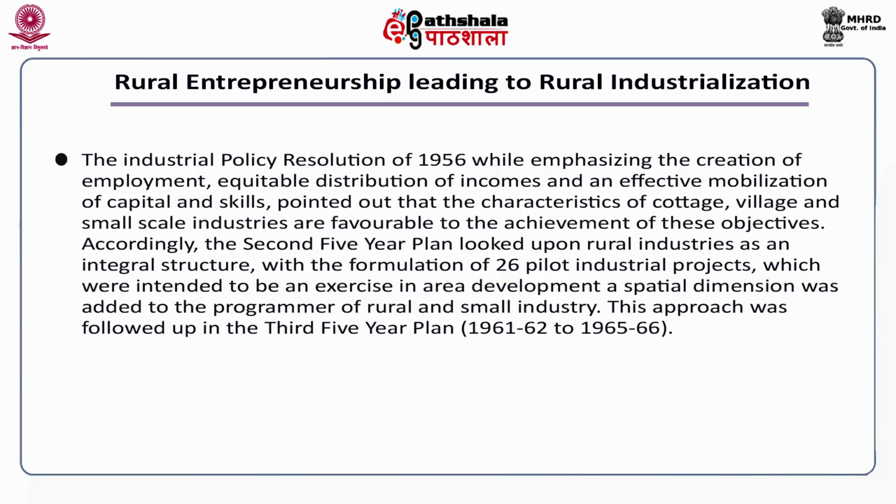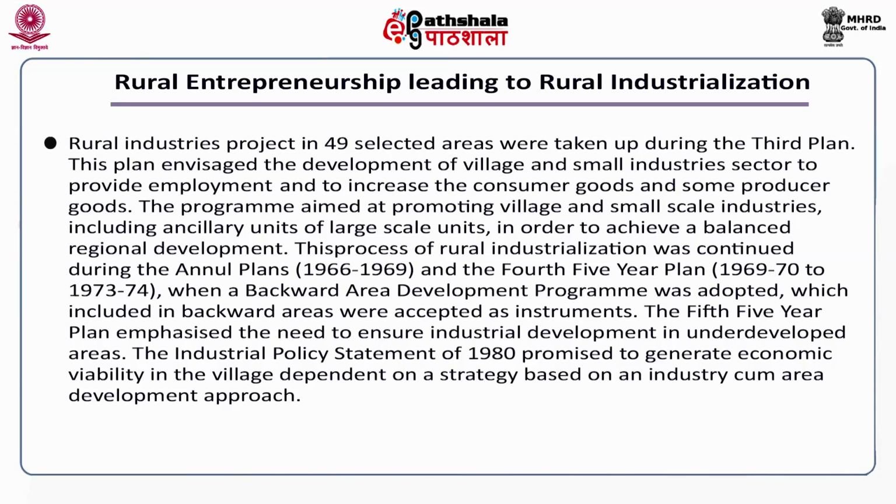The approach was followed up to the third 5-year plan, that was from 1961-62 to 1965-66. Rural industries projects in 49 selected areas were taken up during the third plan. This plan envisaged the development of the village and small industry sector to provide employment and to increase the consumer goods and some other producer goods. The program aimed at promoting village and small scale industries, including ancillary units of large scale units, in order to achieve a balanced regional development.